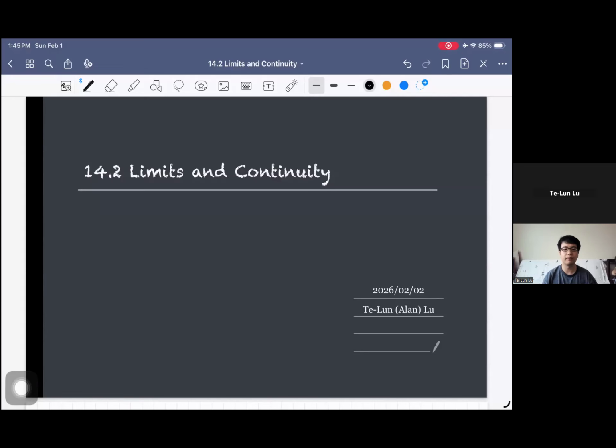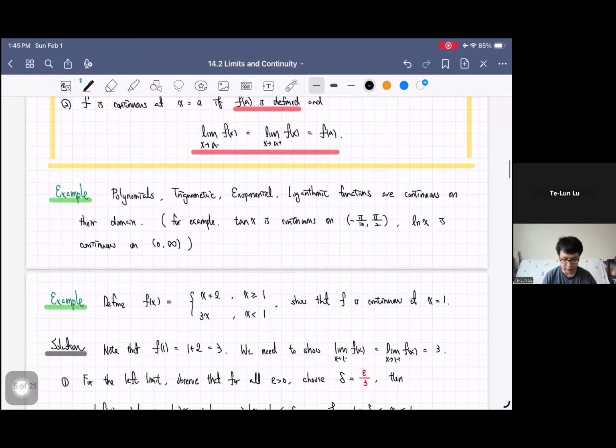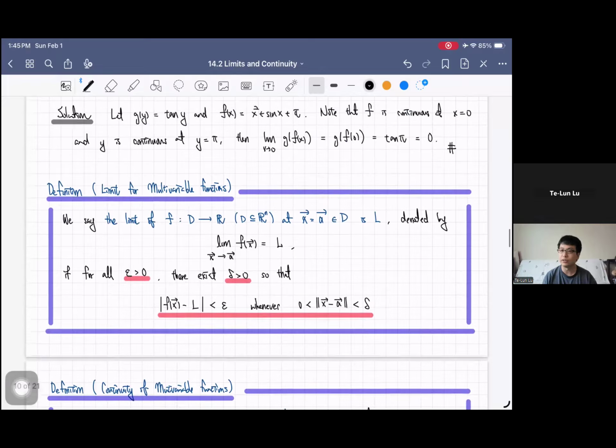Hello, guys. This is the second video in section 14.2, limits and continuity. Today, we're going to cover the definition and properties of the multivariate limit and continuity.